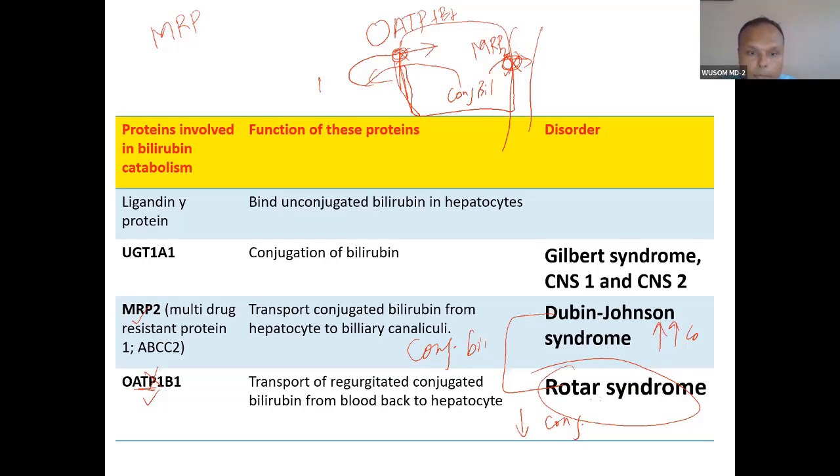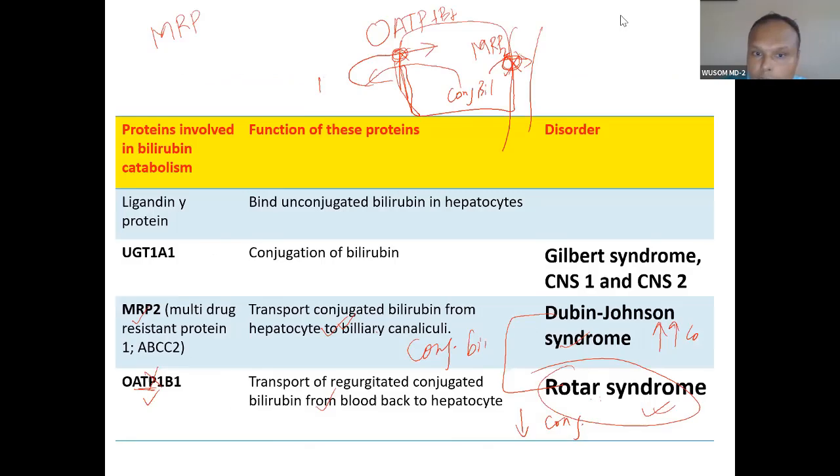Actually, in both cases, the patient will have a normal life. But I will tell you what happens in Dubin-Johnson syndrome. One problem happens in Dubin-Johnson syndrome, because of that the color of the liver changes. The color of the liver here remains the same. So that is the basic difference here. But both will actually live an appreciably normal life. There will not be that big a problem.